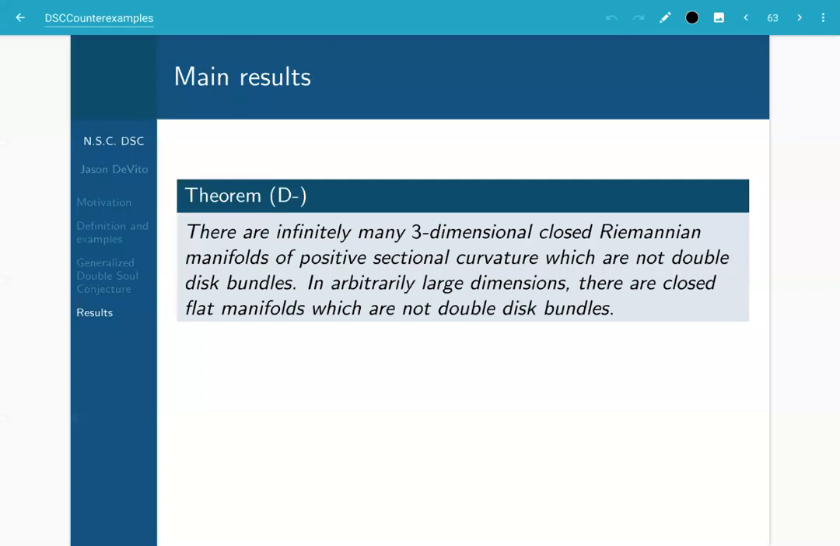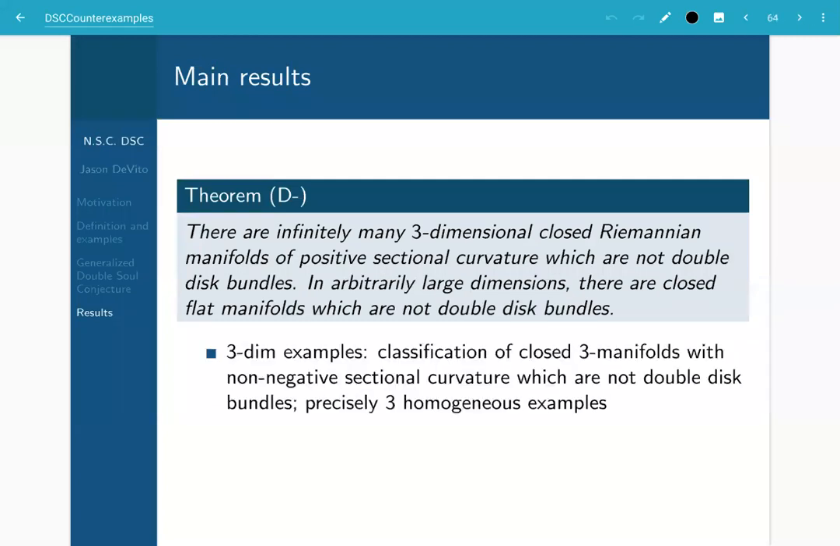And then I was wondering, okay, 3 dimensions is great, but maybe again, it's this issue of you just don't have a lot of double disk bundles. Can we get some higher dimensional things? What's going on here? And kind of on the exact opposite end of the non-negative curvature landscape, we have flat manifolds. And so the result here is in arbitrarily large dimensions, we can get closed flat manifolds, which are not double disk bundles.